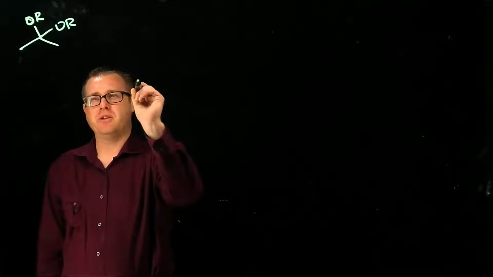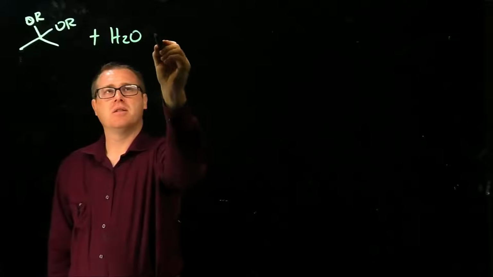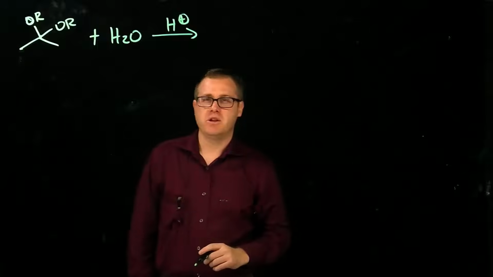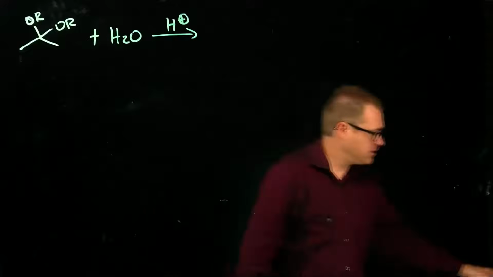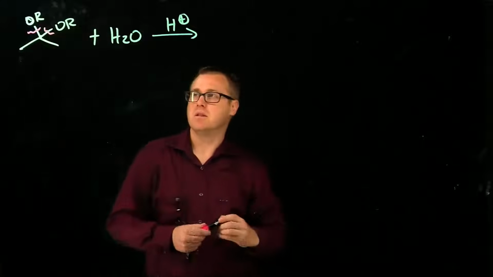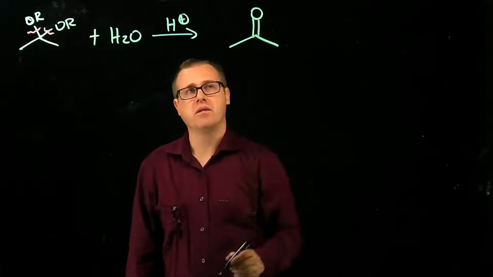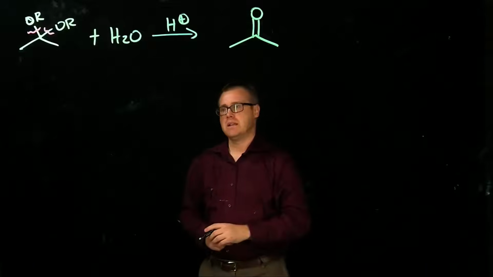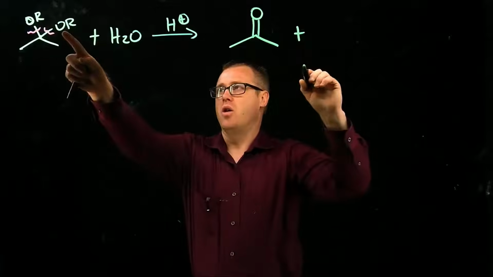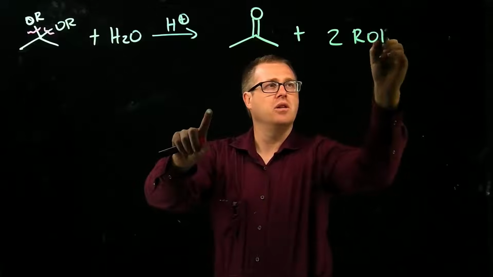To recall how we do that, well, we have to add lots of water and then a little bit of acid. And when you do that, it's going to hydrolyze those bonds, chop them off, and give us what? Our ketone. Gives us back that ketone. And then the ORs are going to fall off, and that's going to then give us 2 alcohols.